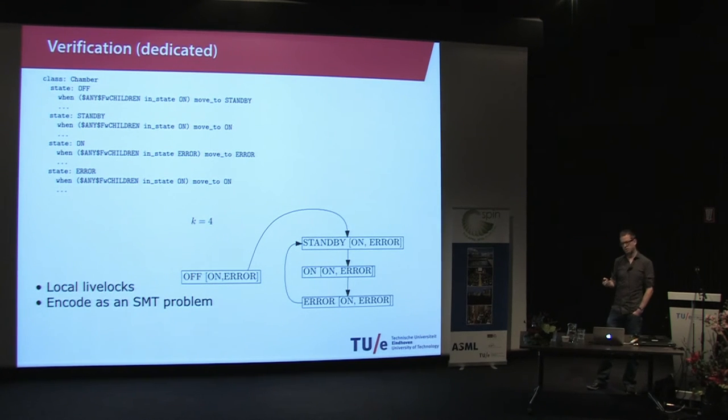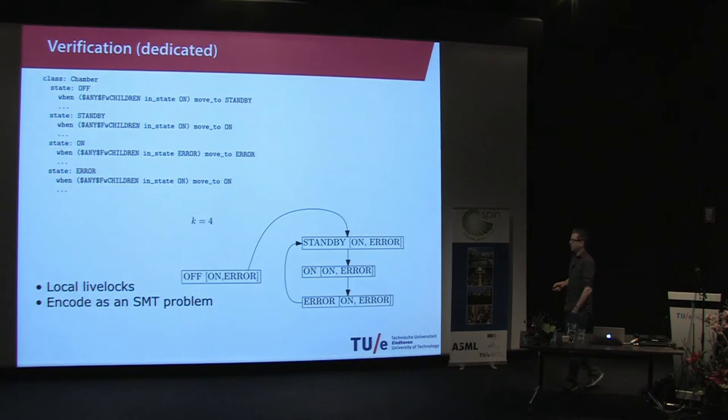And for that, it turns out that you can also construct an upper bound, meaning that for every child of a particular type, you needed to have at least one child in each of its possible states. And if you would have that, you would be able to detect all of the livelocks that would be possible using such a program.